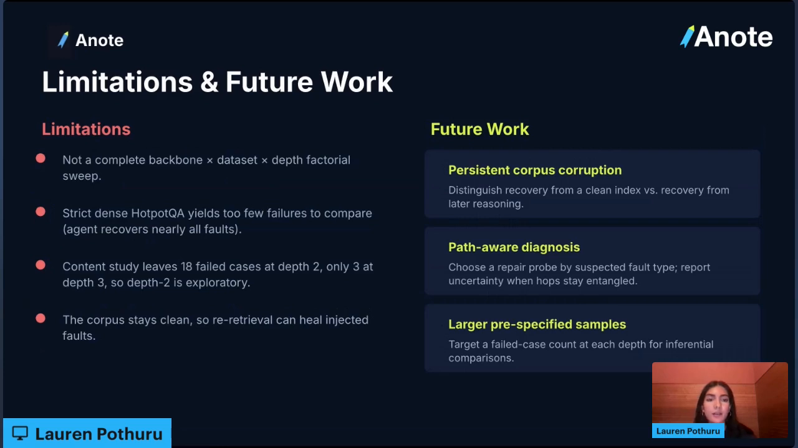And then also more path-aware diagnosis frameworks that would pick a probe based on the suspected fault type, based on the answer outcome. So identifying what would be the best way to see where the failure occurred and which hop it occurred at, based on the final structure of the RAG output. And then also expanding the sample size so we can make real inferential comparisons.